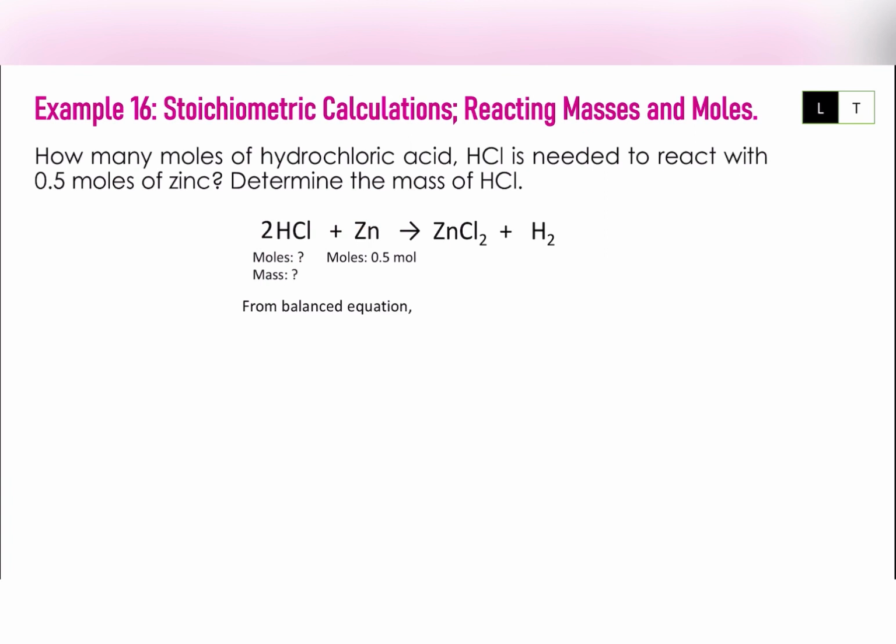Now I have 1 mole zinc reacts with 2 mole HCl. After that, I have 0.50 mole of zinc, the information from the question, and I want to find out X mole of HCl. So the first line here is from the equation. Make sure your equation is balanced.